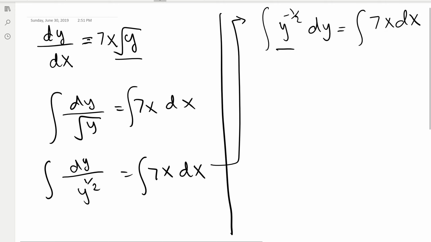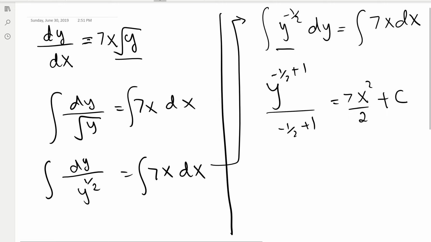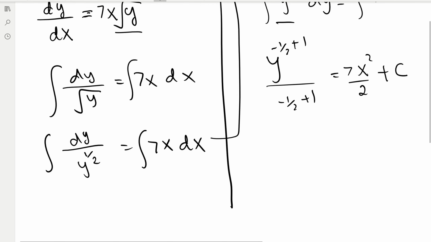So if you integrate y to the negative half, you get y to the negative half plus 1, divided by negative half plus 1. And if you integrate 7x, you get 7x squared over 2 plus c, the constant of integration. Let's call it c1. Now negative half plus 1 is half. So we have y to the half over half equals 7x squared over 2 plus c1.